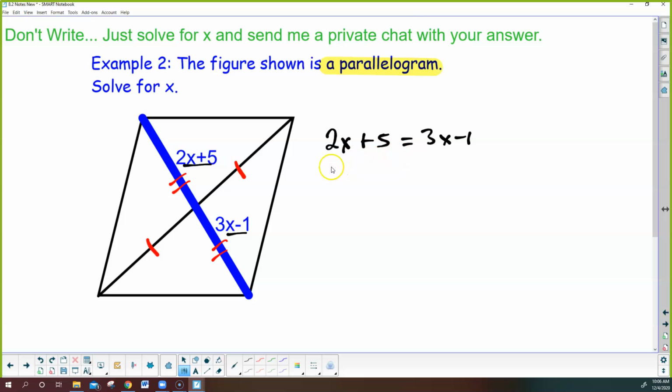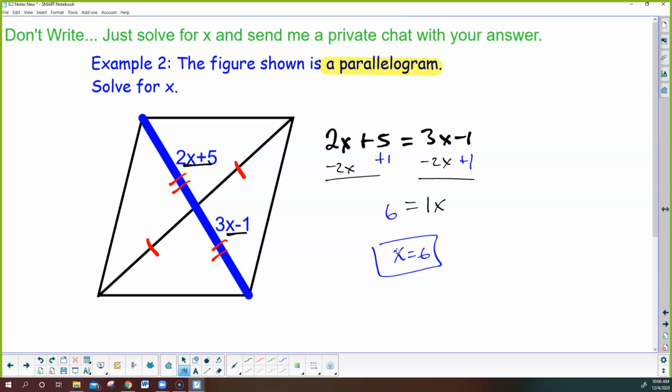And then it's moving the x's over to one side. You don't need to show all this work, but I get 1x on this side. And then if I move the 1 over to this side, I end up with 1x equals 6. If I divide by 1, I get x equals 6.